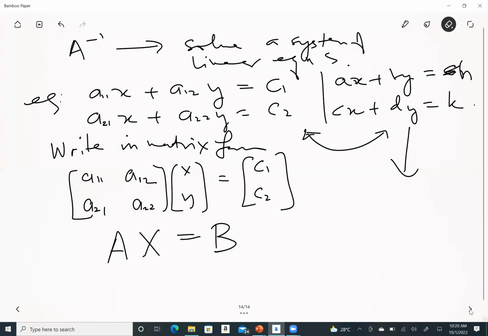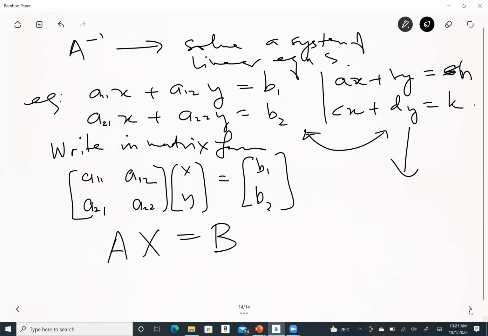That is right. But now I think I will change the constant. Instead of using C, we use B, because in the matrix form, you have AX equal to B. So we use B. All right, sorry about that. So it's B1, B2. Okay, so you have AX equal to B. Nice.